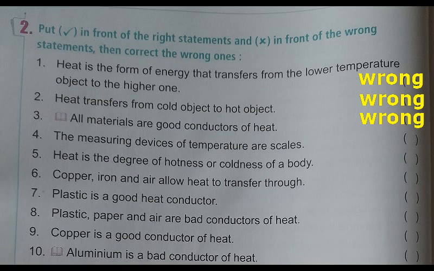Number 4. The measuring devices of temperature are scales. Statement is wrong. The measuring devices of temperature are thermometers. Number 5. Heat is the degree of hotness or coldness of a body. Statement is wrong. Temperature is the degree of hotness or coldness of a body.